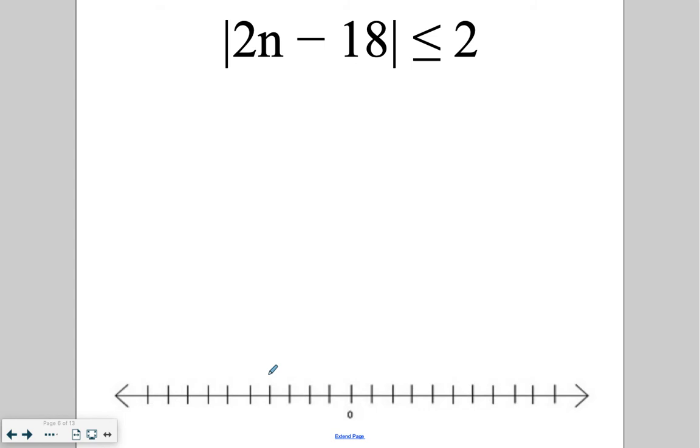Now we're going to get into one that has a few more steps. Here we've got 2n minus 18 is less than or equal to 2. First, we're going to notice that this is less than, so it is going to be an AND statement. Then you need to set up your two problems. So 2n minus 18 is less than or equal to 2, and 2n minus 18 is greater than or equal to -2. Flip the sign, make it negative.